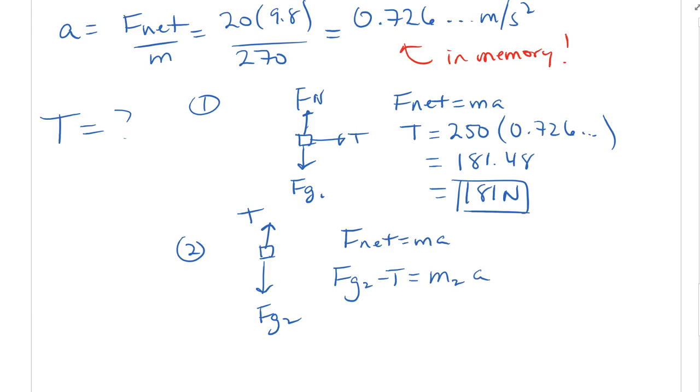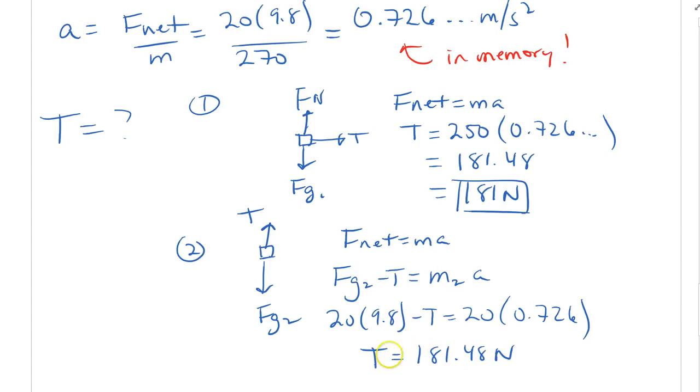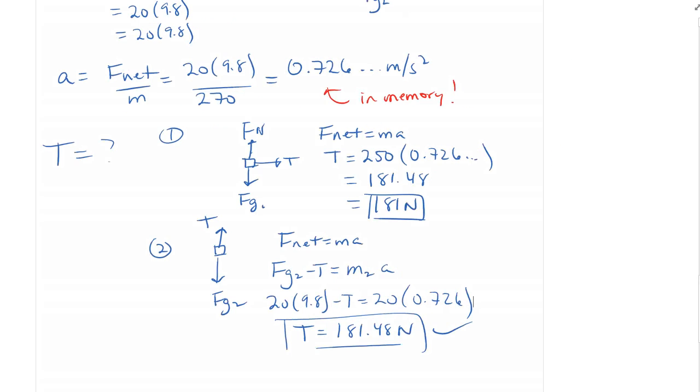So Fg2 was 20 times 9.8 minus the tension force will be equal to 20 times 0.726. I'll just quickly say that my answer ends up being the tension is, again, 181.48 newtons. So it works. So it's very nice. Okay.